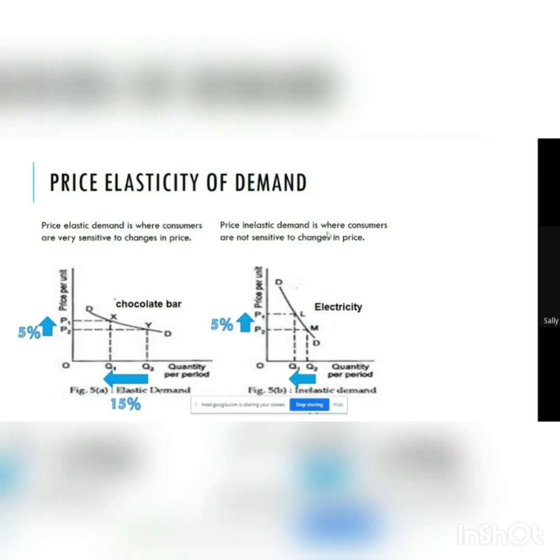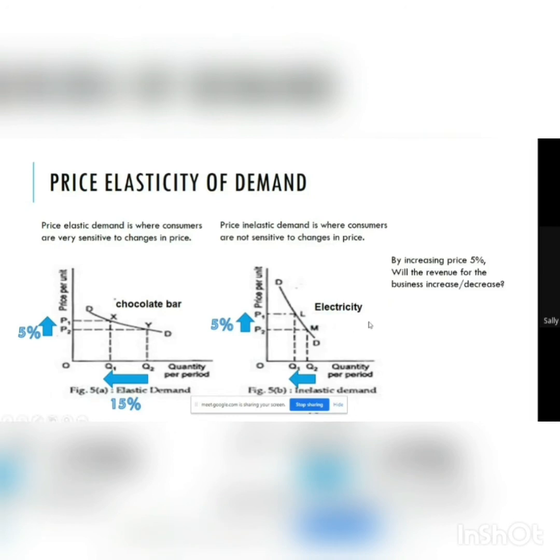What you need to know is only the terms and what the business should do, whether the business should increase the price to increase revenue or reduce the price to increase revenue. You are not required to create this graph or understand the graph.